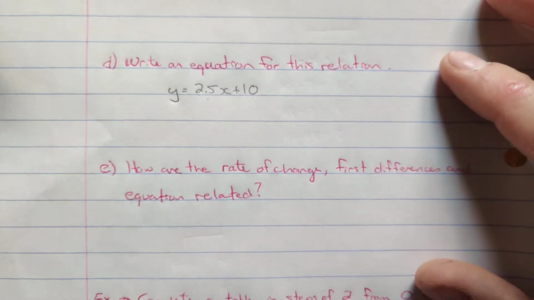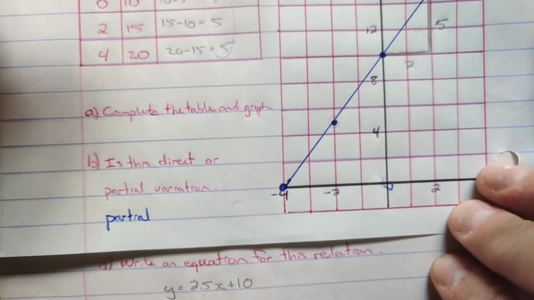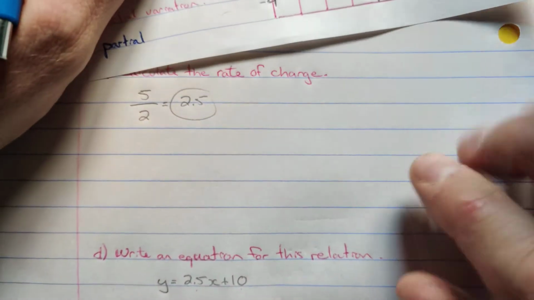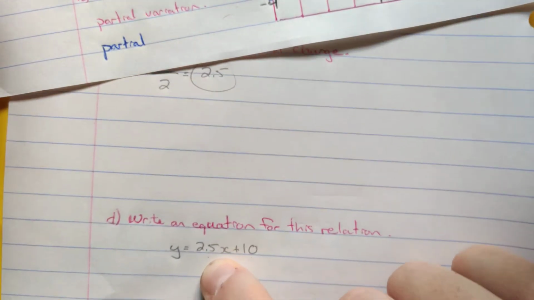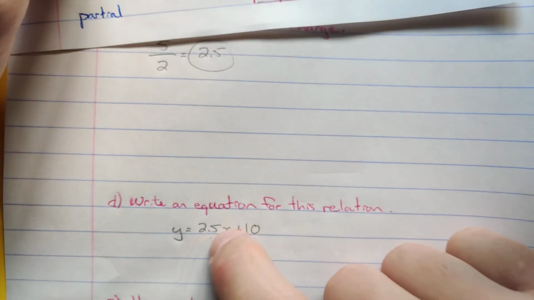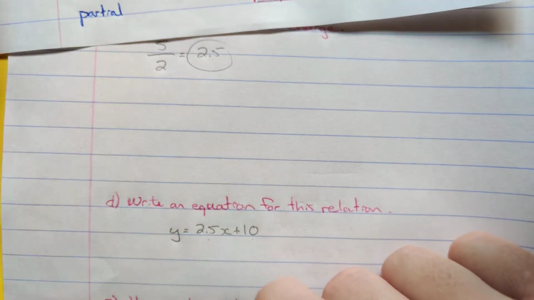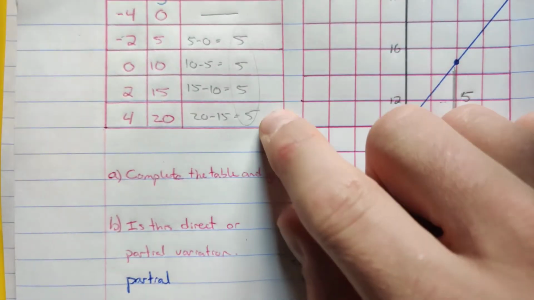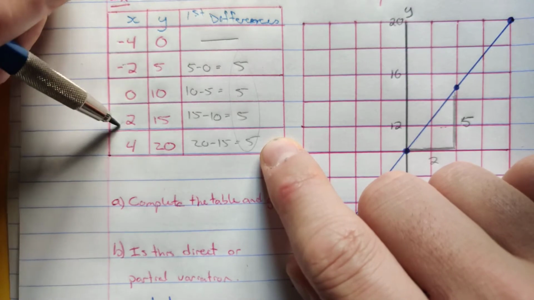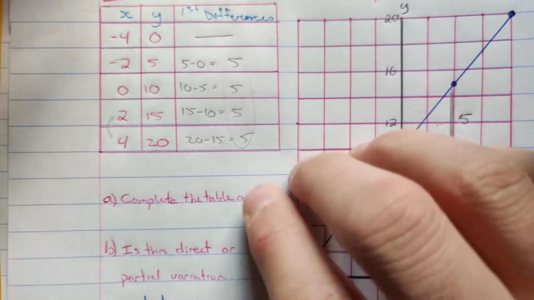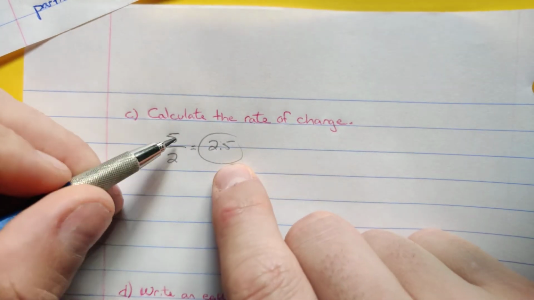Now we want to look at how the rate of change, first differences, and equation are related. Well, the equation, the rate of change, and the m value here, k value, depending on which version you're looking at, is the same. Here, technically it's the same. It's twice as much. 5 is twice as much, but what's happening here is we're going up by 2. How did we get that value? Well, 5 divided by 2.